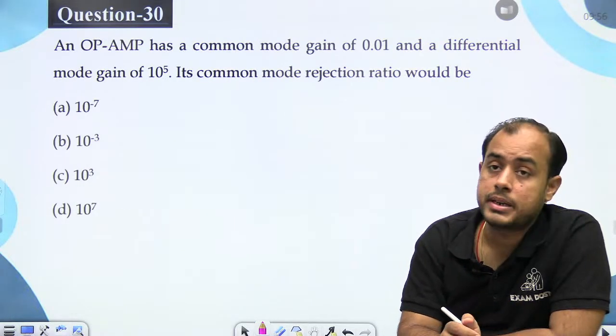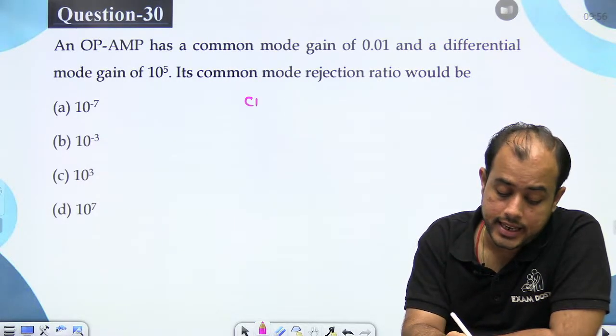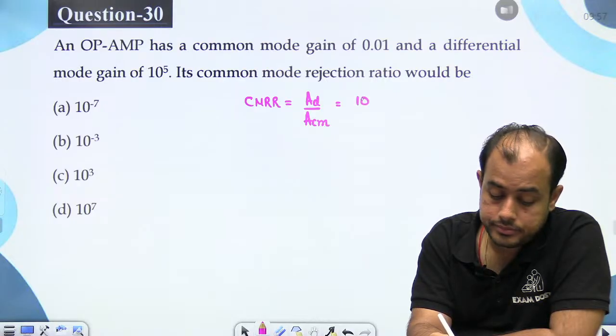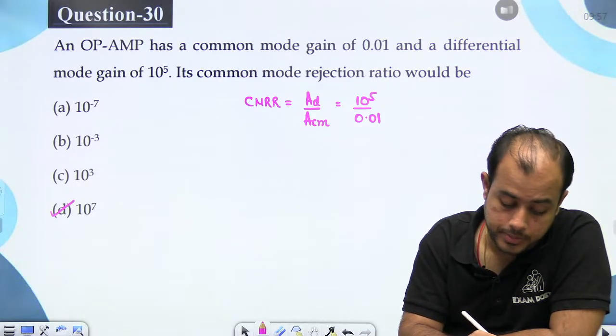Op-amp has a common mode gain and a differential gain. What is common mode rejection ratio? 10 to the power 7.